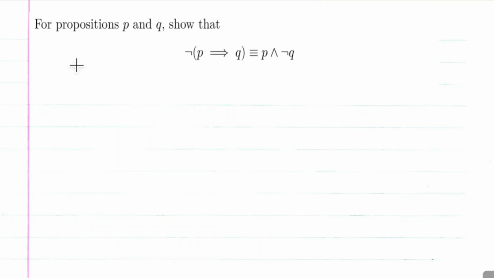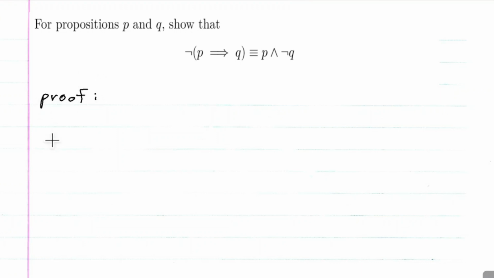Okay, so we want to prove for propositions P and Q that the negation of P implies Q is logically equivalent to P and not Q. The reason why we want to show this logical equivalence is because this is useful to us for proof by contradiction in the future. So let's go ahead and start this proof.